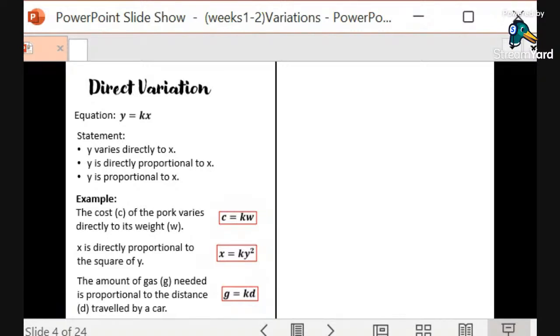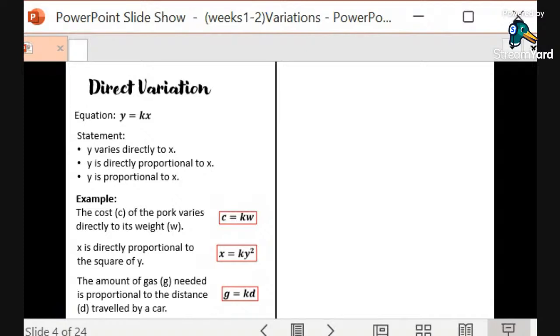So may gas ako, no? Oh, speed, that's another context na yan, no? So, but it's related to the gas and then the distance traveled, but that is another context, no, Blessy? So, ibang context na yan.